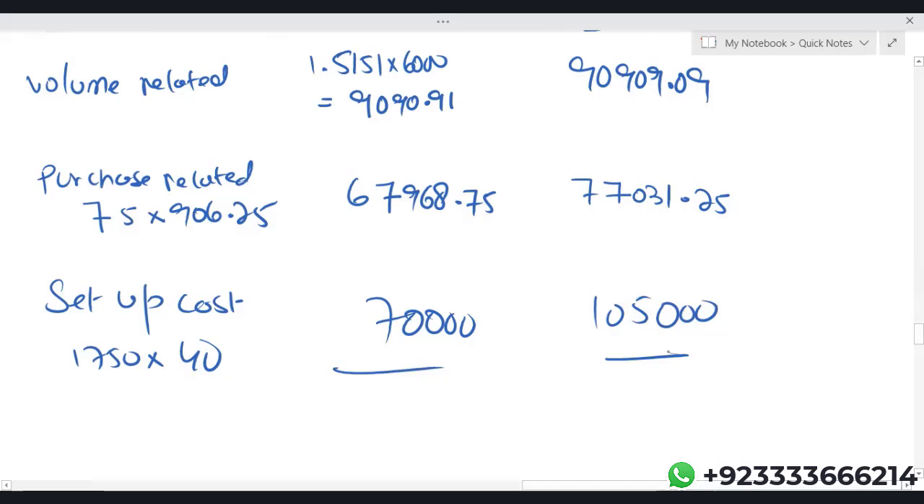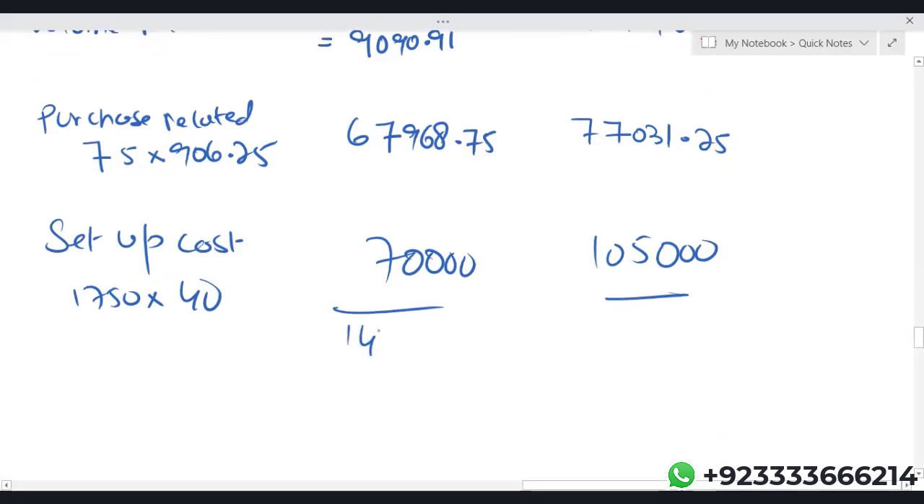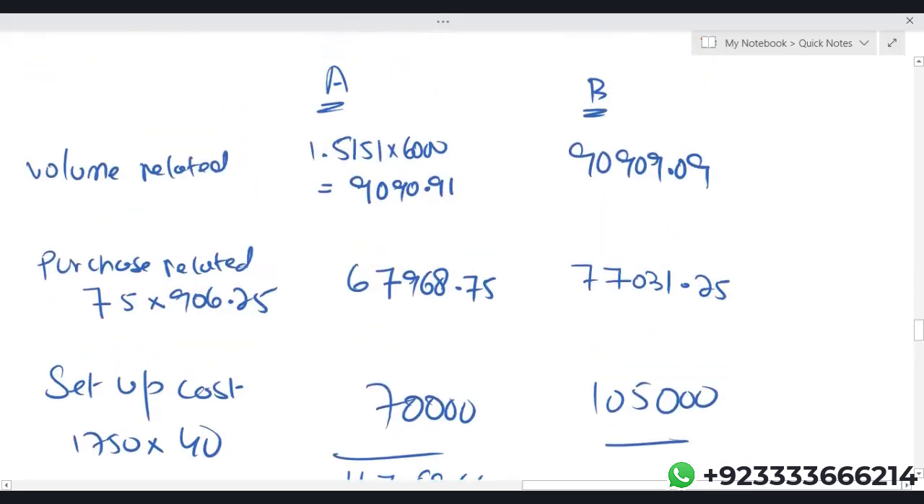So 9090.91 plus 67,968.75 plus 70,000. I'm getting 1,47,059.66. Beta also, even though not required in this question right now, maybe needed after that.